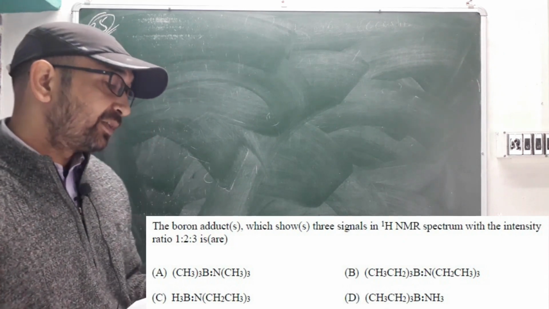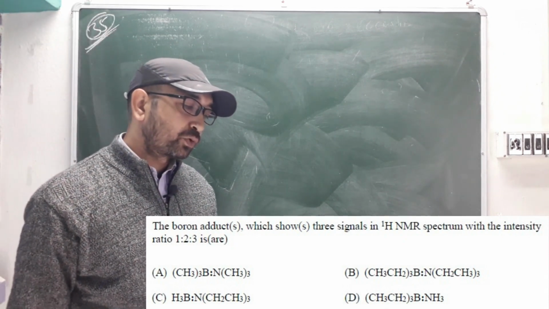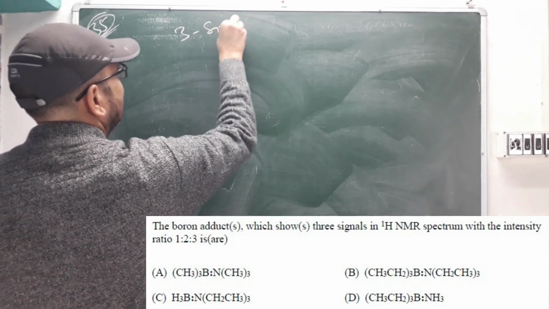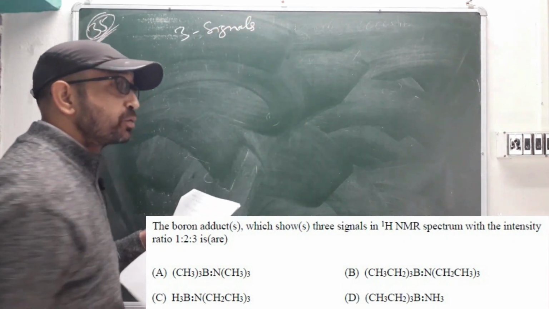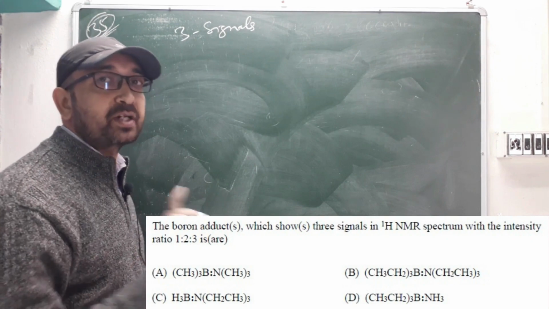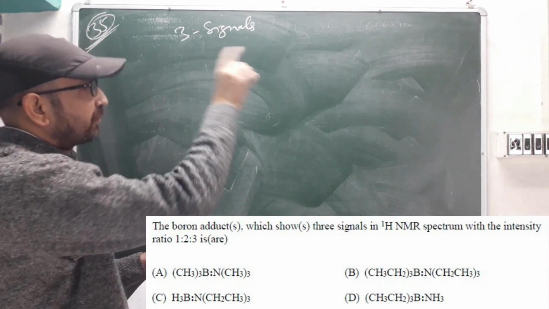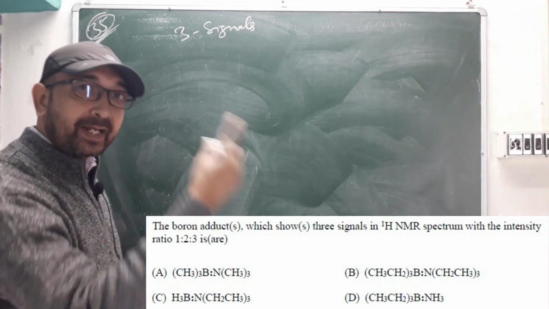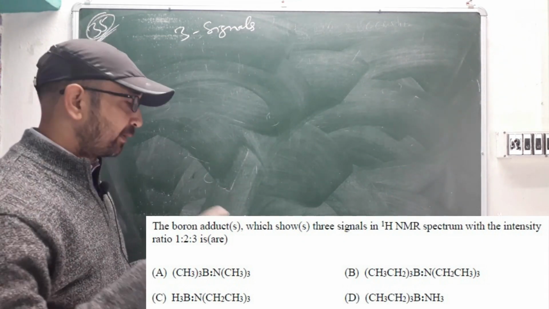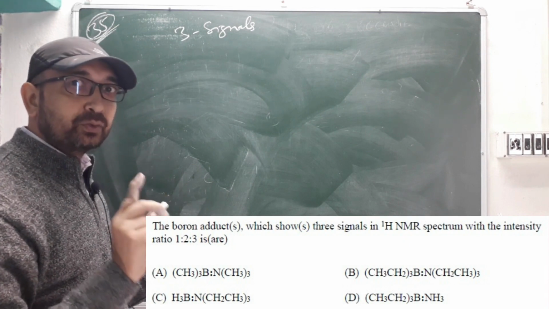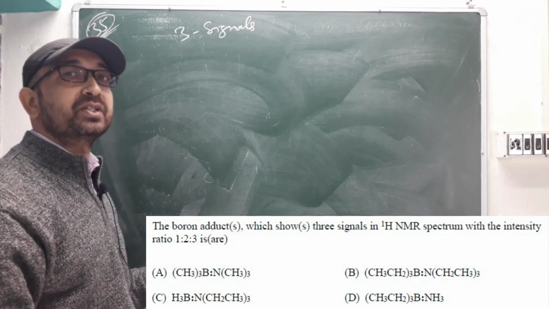So it has given the boron adducts which show 3 signals. Just write it down, 3 signals. Always try to decode the question, because they will give you paper and pen, right? First line you read, something you write down. Second line you read, something you write down. So the clue for answering those questions will be given in the question itself, correct?